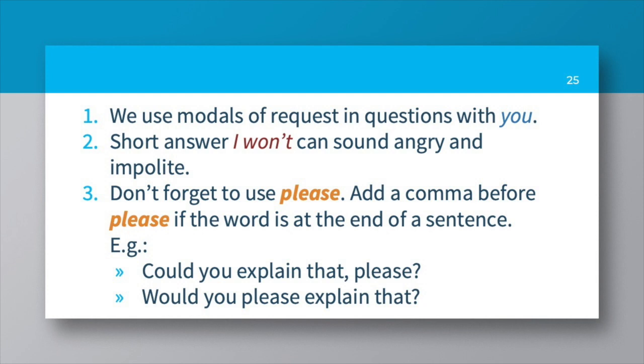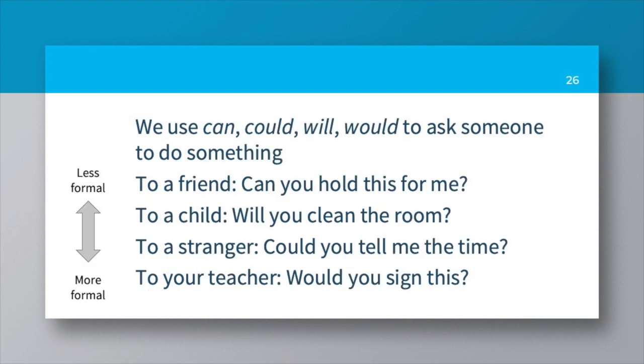Add a comma before please if the word is at the end of a sentence. For example, could you explain that, please? Compare that to, would you please explain that? We use can, could, will, would to ask someone to do something. But you need to understand that the formality is different.